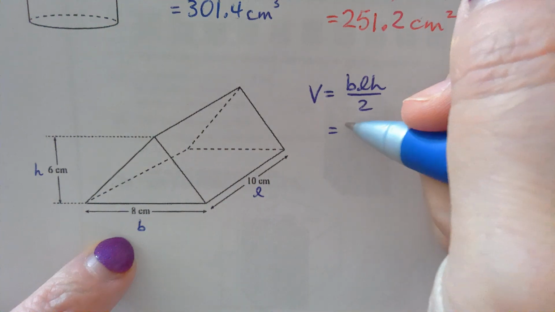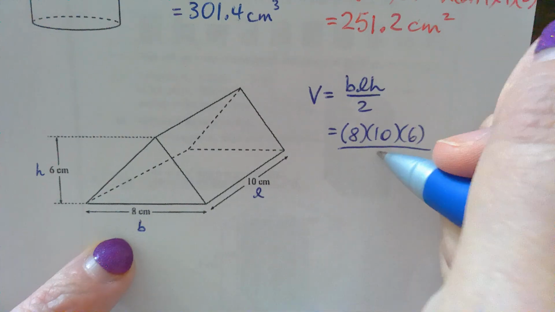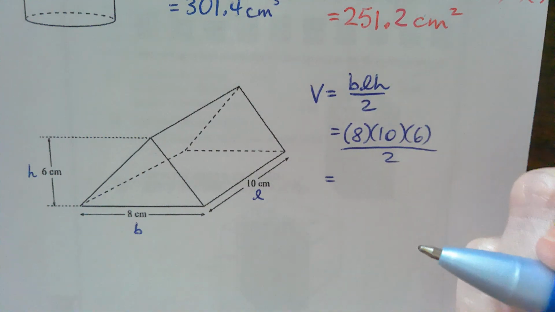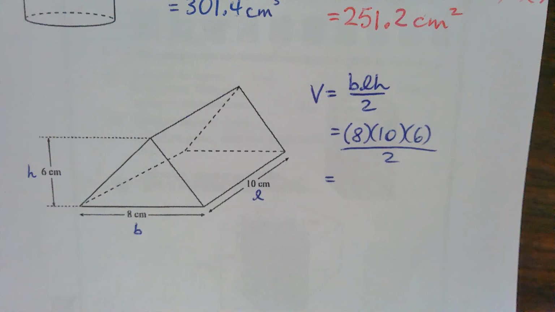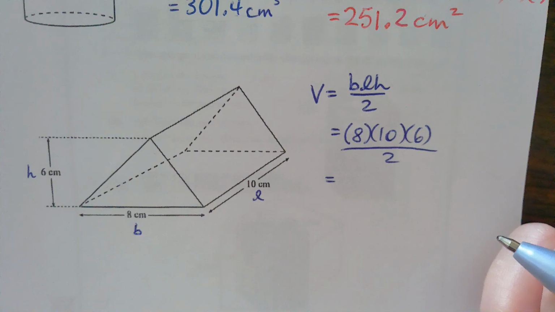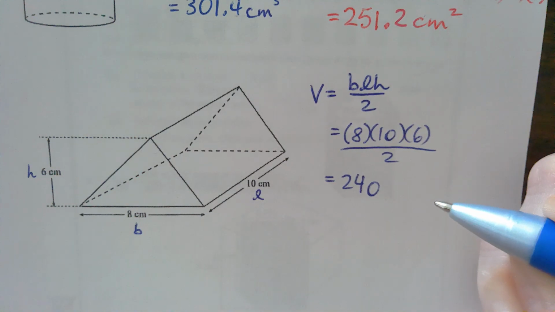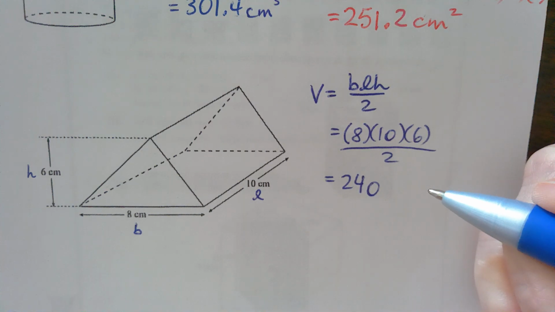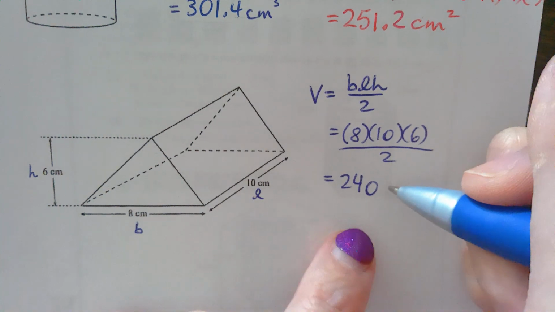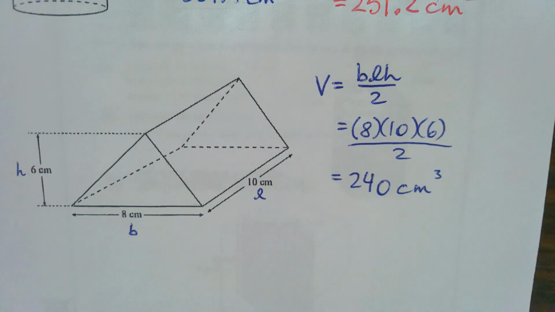Okay, so 8 times 10 times 6 divided by 2. Angelina, what did you get? 8 times 10 times 6 divided by 2. Is it? Okay, good. Woo! And then my unit, centimeter cube. So volume is always the easy one.